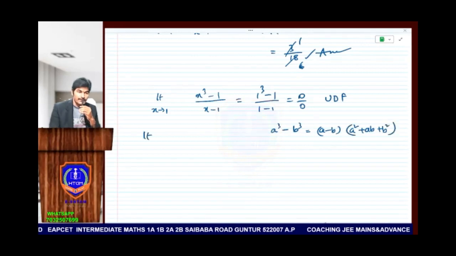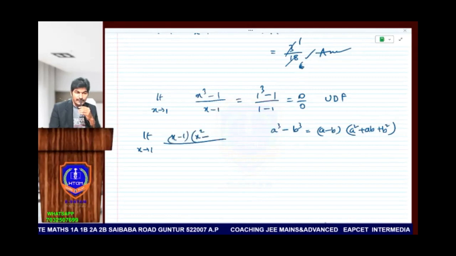Okay. So limit x tends to 1. And remember, it is not quadratic, it's a cubic, right? In cubic situations, we will remember these formulas, and whenever there is a need for these formulas, we will use them. So a means x, b means 1. So x minus 1 of x square plus 1 into x plus 1 square, according to a square plus ab plus b square. Denominator is x minus 1, cancel.